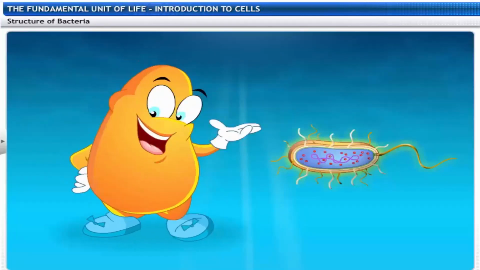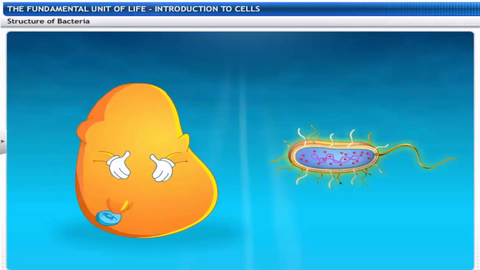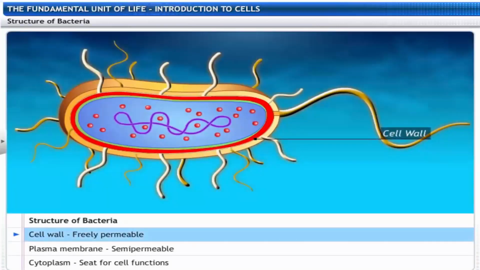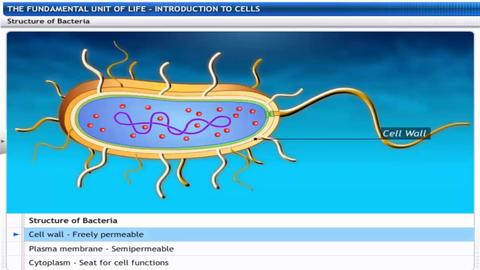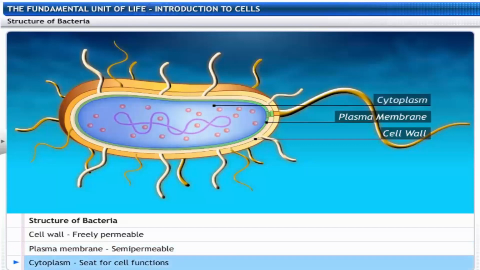Here's a bacteria that is actually prokaryote. Let's take a closer look at it. The cell wall is a non-living layer composed of polysaccharides and proteins. The plasma membrane is a living membrane made of lipids. It is selectively permeable. Hence, it transports ions, nutrients, and wastes across the membrane. The cytoplasm is a clear, thick, jelly-like material that forms the seat for all the cell functions.